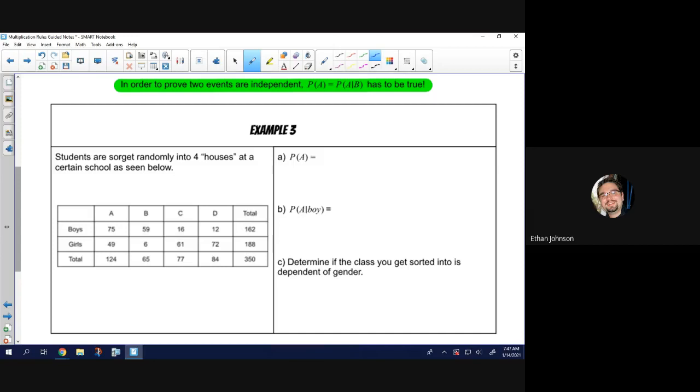So real quick looking at it, I can see 75 boys are in group A. I can see 6 girls are in group B. I can see I talked to or sorted 350 total people. So for A, it wants to know the probability of A, so probability of house A. So the total number of people in house A is 124. Out of, because we're doing a probability, 124 out of 350.